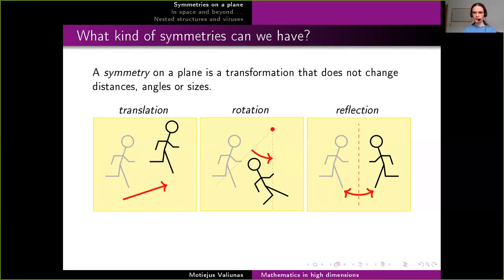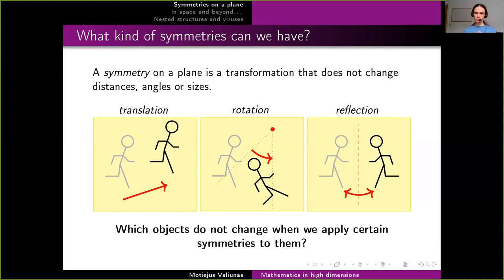So these are the three main types, but what we want to study in mathematics is objects which do not change when we do these kinds of things. So our first main question now is, what kind of objects do not change when we apply certain symmetries to them? I will talk a bit about finite objects and a bit about infinite objects.